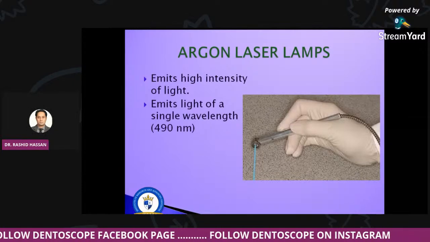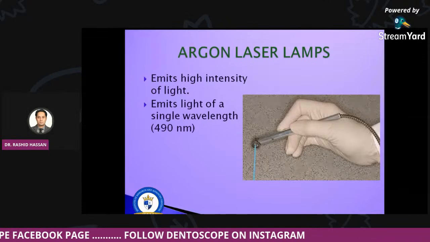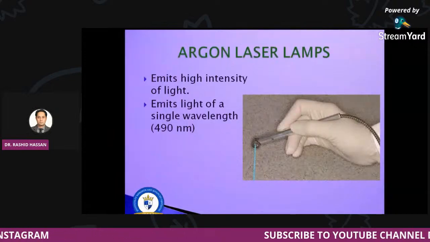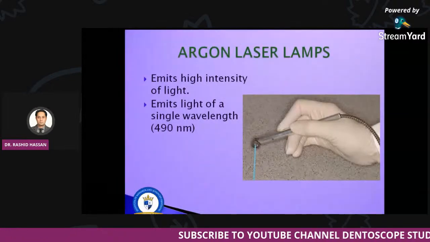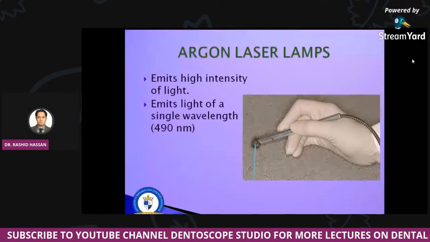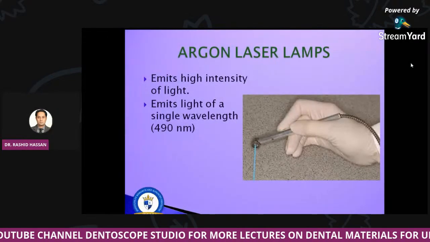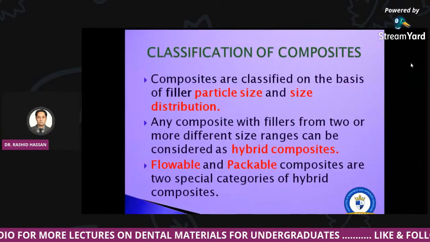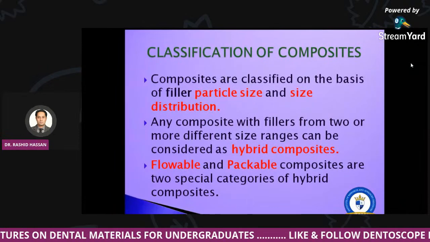So a few disadvantages are the high cost of this laser lamp, and then the intensity of light, which is generated at a wavelength a bit higher than what is required for camphorquinone. So this was a brief review about the types of curing units.